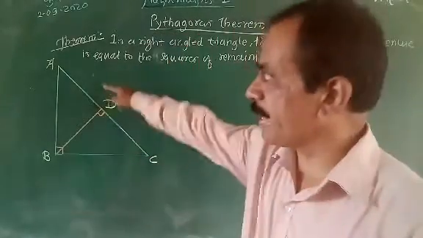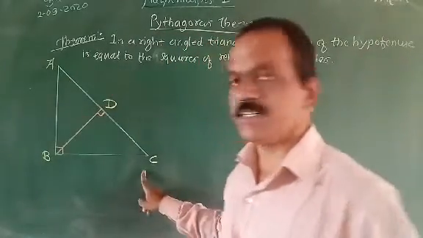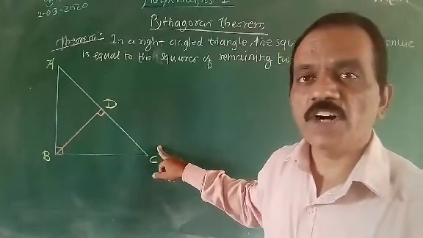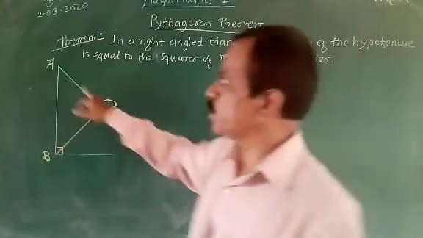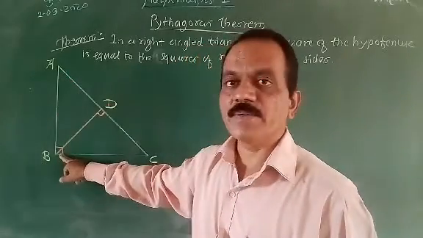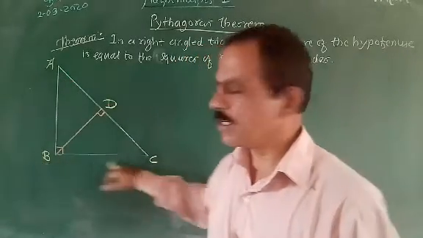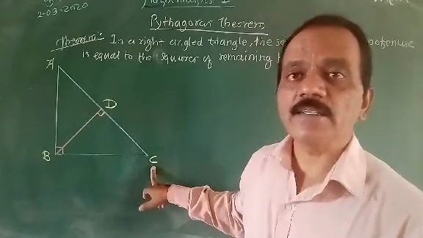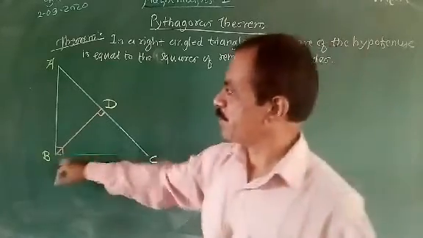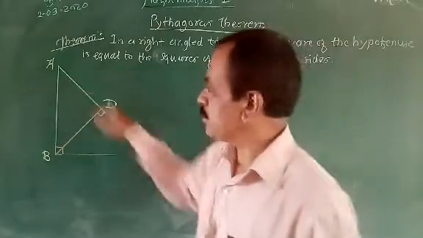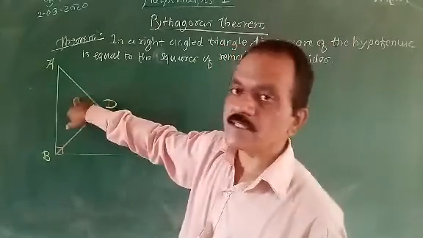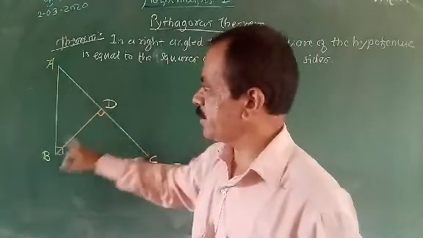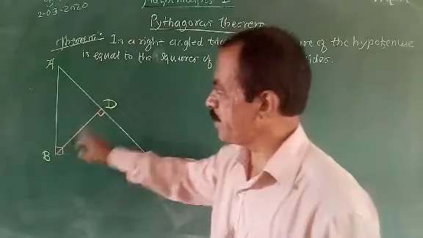Now, in this right angle triangle ABC, it is stated that the square of AC is equal to the sum of the squares of the remaining sides, AB square plus BC square. We prove this by using similarity in right angle triangles. Here BD is perpendicular to the hypotenuse AC, so two triangles are formed. These are right angle triangles: ADB, and the second triangle is BDC.